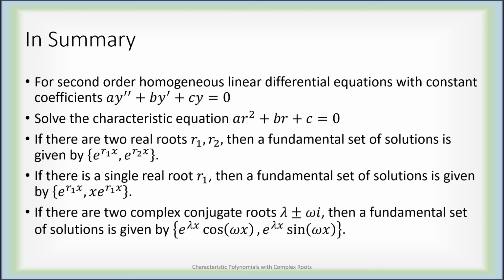But if there are two complex conjugate roots of the form lambda plus or minus omega i, then a fundamental set of solutions is given by e to the lambda x times cosine omega x, or e to the lambda x times sine omega x. Altogether, anytime you have a linear second-order homogeneous differential equation with constant coefficients, the characteristic polynomial either has two real roots, one real root, or two complex roots, and now we know completely how to solve that in any scenario.